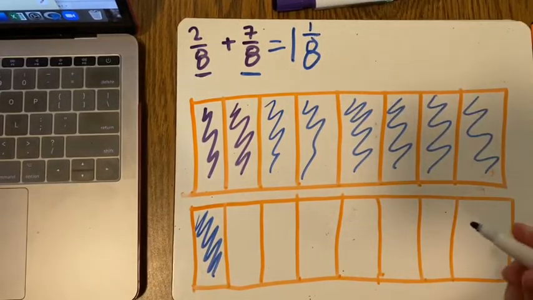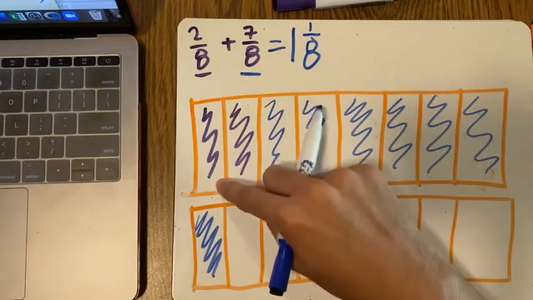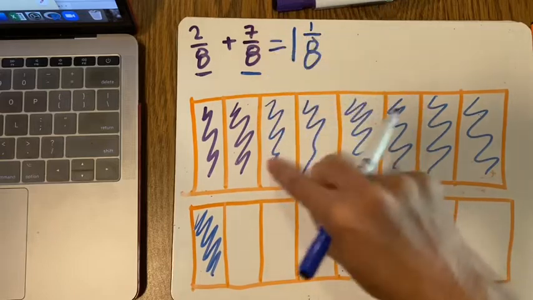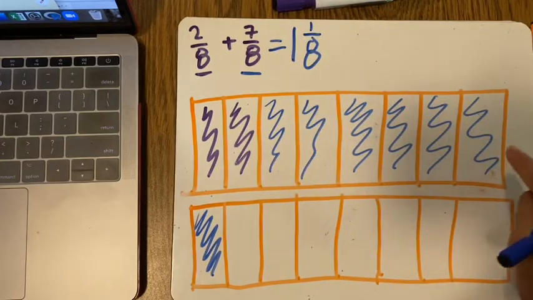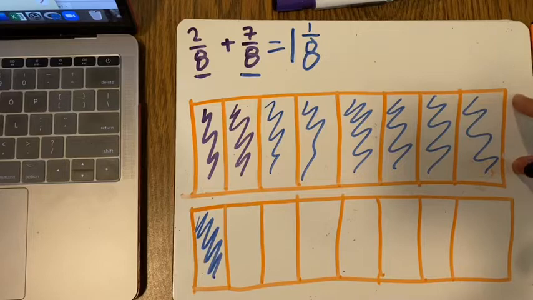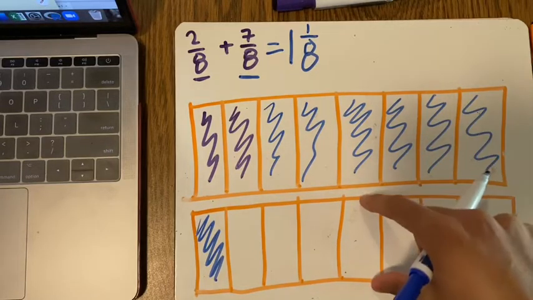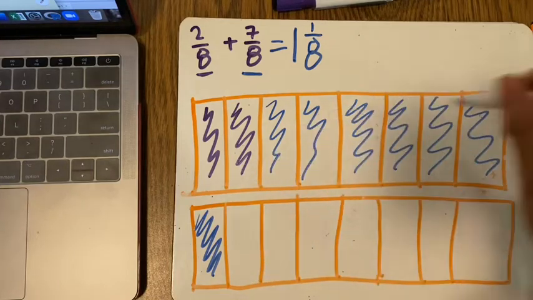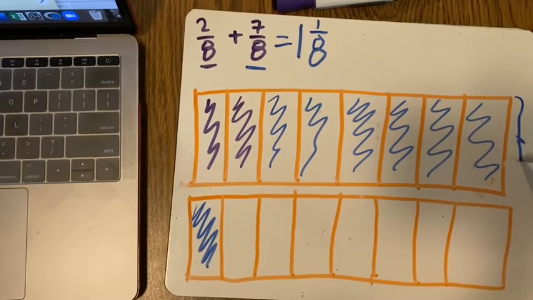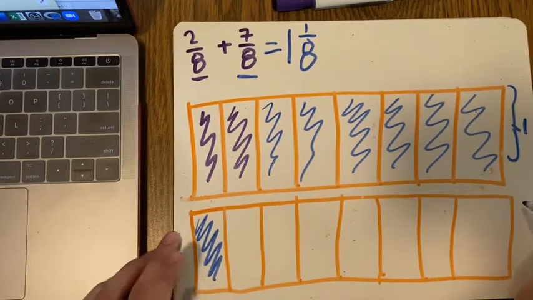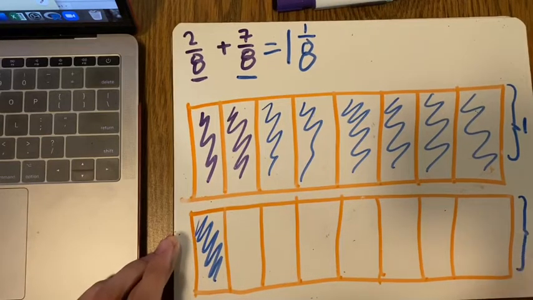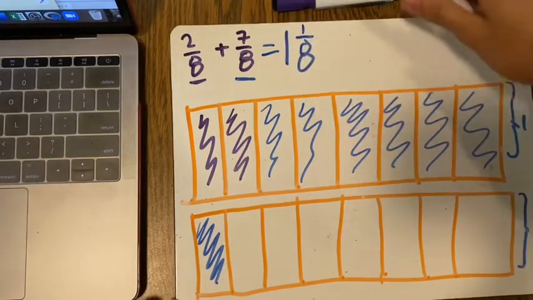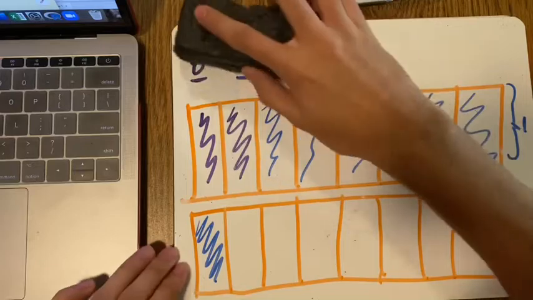You see that, everybody, how I did it? I started off with 2. I needed to shade it in 7 more, so I did 1, 2, 3, 4, 5, 6. But I noticed that I ran out of space, so I have to grab another container of 8 and then shade it in. And then I got this right here is one whole, and this right here is 1 over 8. So my answer is 1 whole and 1 over 8, all right? Let's go ahead and do another one.